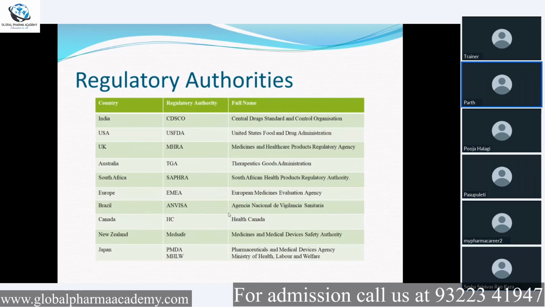Whenever you go for an interview as a fresher, or as an experienced person from any other department, you will definitely be asked the definition of regulatory affairs, you will be given the names of some countries, and you will be asked the names of their regulatory authorities. These are the main regulatory authorities. Apart from this, you can also go through the country's website to get the names of other regulatory authorities. These are the ones particularly asked during interviews. You must know the full form, not only the short form, of the regulatory authority.